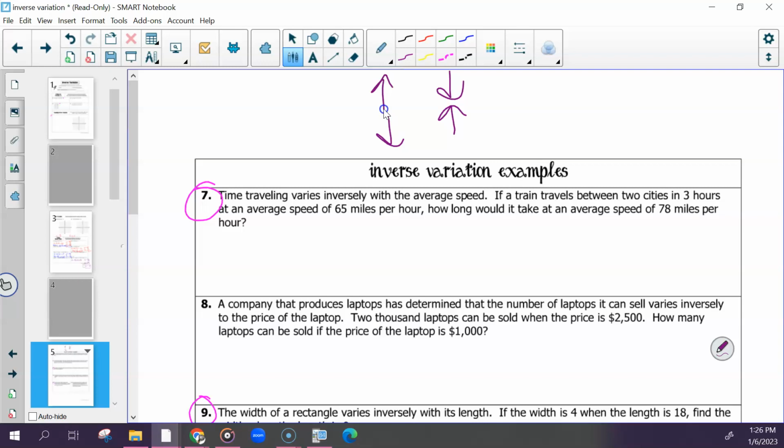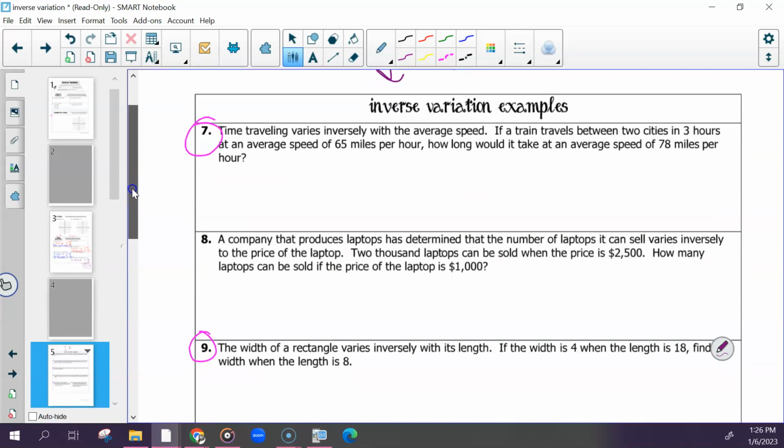I had a really good example earlier, but I don't remember what it was. But think about them as they don't move together. They don't go up and down together. They're always opposite.